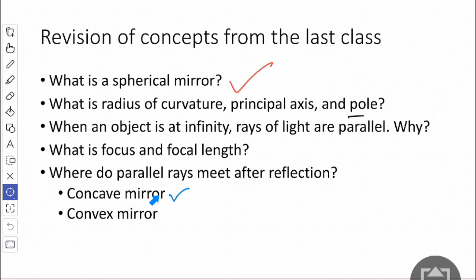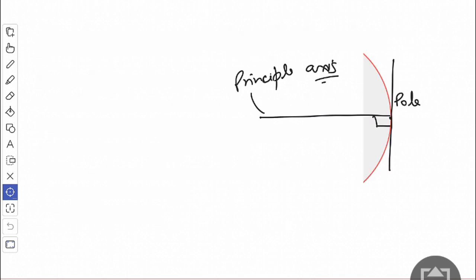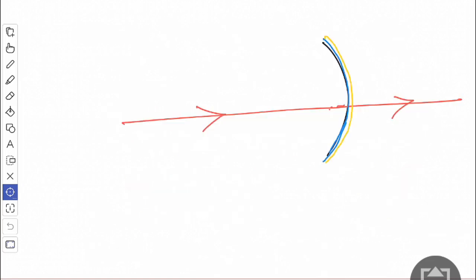Okay, so where do parallel rays meet after reflection? So after a concave mirror, they meet at the focus. After, in a convex mirror, what happens? They don't meet, they diverge, right? They don't converge, they diverge. But when extended back, they meet at the focus, which means after reflection, they move as if they are coming from the focus. That's what the rays will look like.